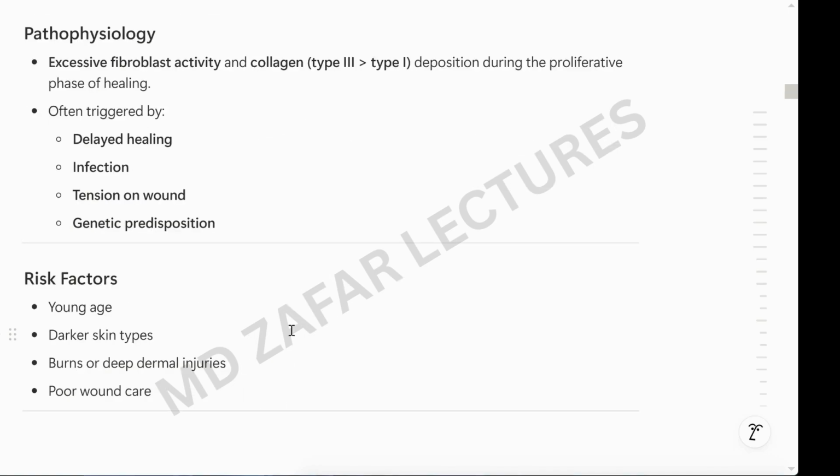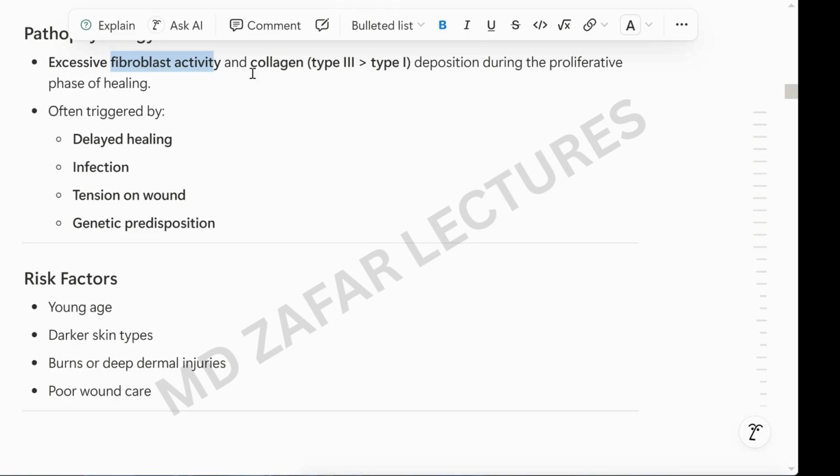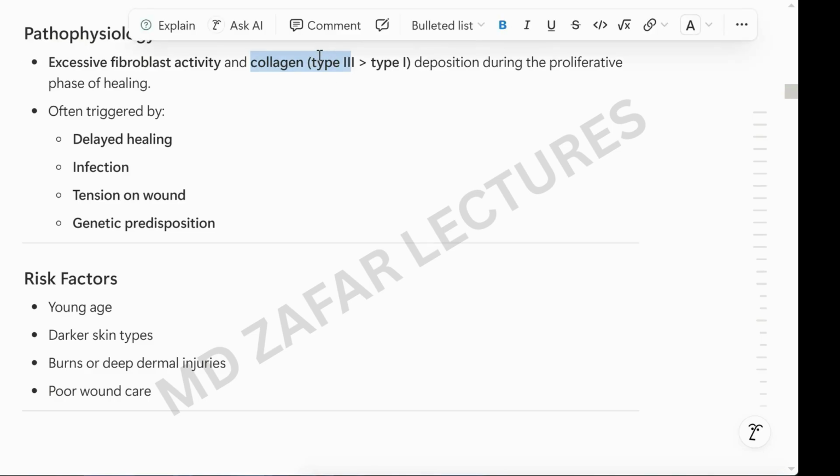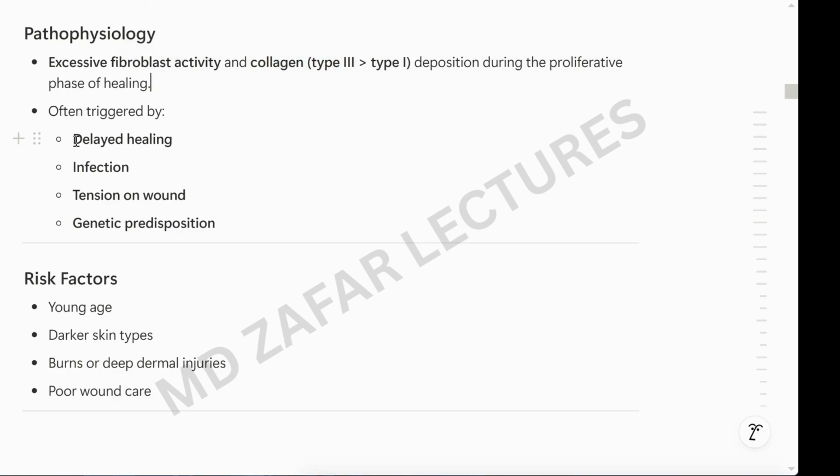Talking about the pathophysiology, there is excessive fibroblast activity and collagen is deposited. In the normal process of wound healing, in the proliferative phase, collagen type 3 is deposited. Later on, in the remodeling or maturation phase, it is replaced by type 1 collagen. But if type 3 collagen is continuously being deposited by the fibroblasts in the proliferative phase, that will result in a hypertrophic scar. This can be triggered by delayed healing, infection, tension on the wound, which is a very important factor, and genetic predisposition.